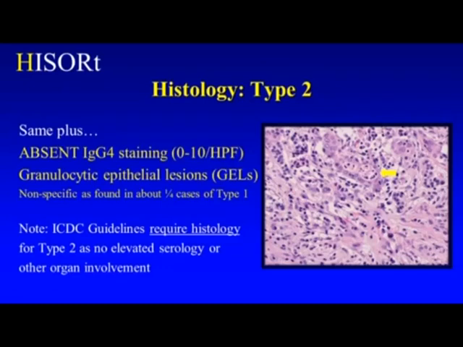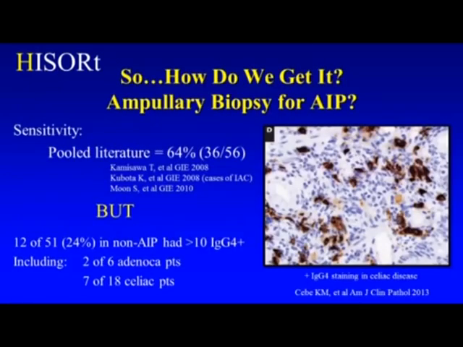I'll point out here, and I'll point out later, that the ICDC guidelines mandate histology to obtain a diagnosis of type 2 autoimmune pancreatitis. And this is again because of what I pointed out on an earlier slide, that these patients do not have elevated serology, they don't have elevated IgG4 levels, and they tend not to have other organ involvement. So how do we get the tissue? How do we get histology to document this diagnosis?